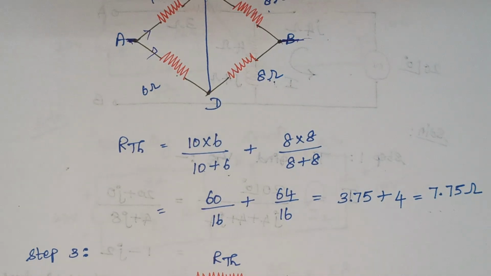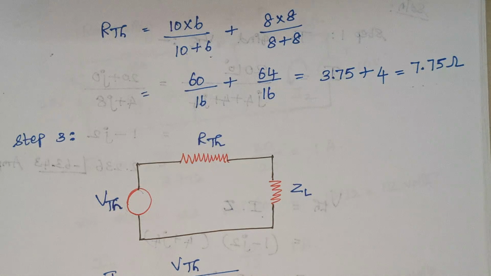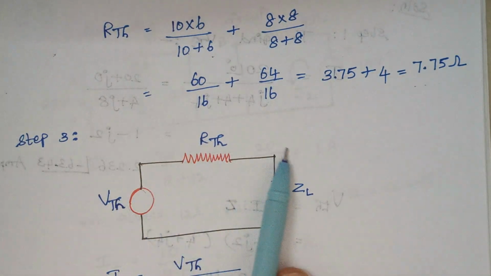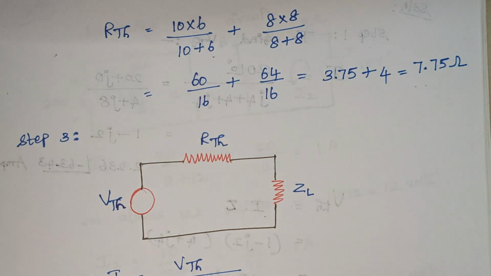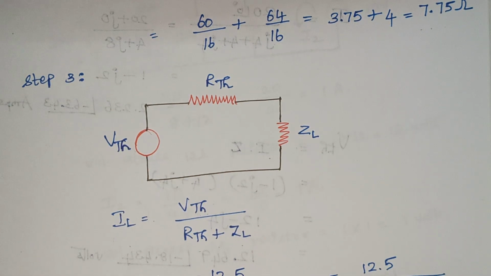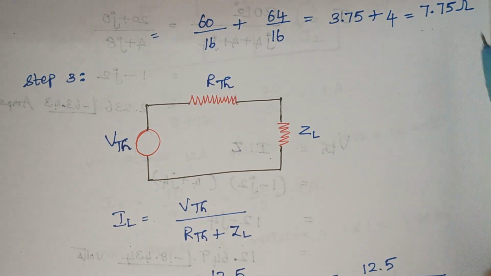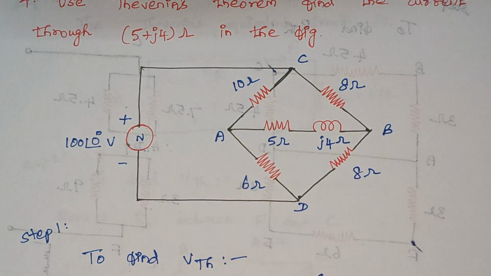Then the final step is we should draw the equivalent circuit and calculate the current that flows through the load resistor. So this is the basic circuit. We have our Thevenin's voltage, Thevenin's resistance and a load impedance. According to the formula, the load current is V Thevenin divided by R Thevenin plus ZL. V Thevenin is 12.5, R Thevenin is 7.75, and ZL, looking back at the problem, is 5 plus J4, right?